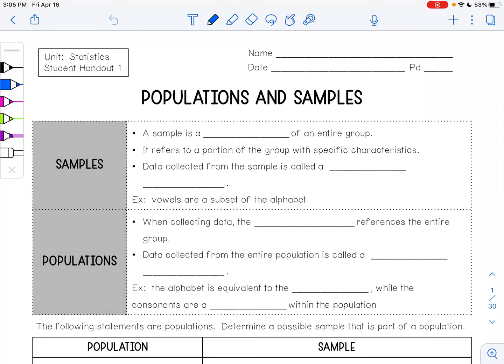In this lesson, we're going to begin our unit on statistics. We're going to focus on populations and sampling in this lesson.